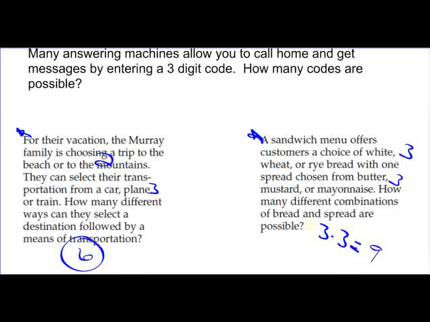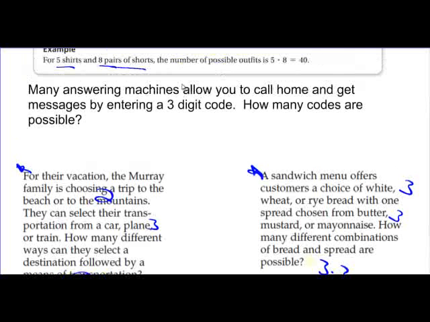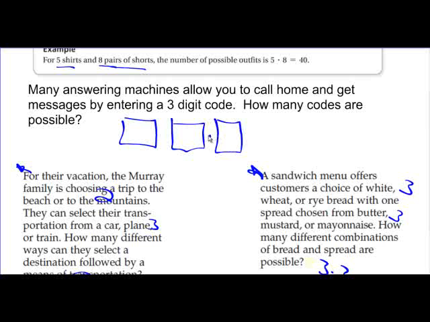So what you'll start to do, hopefully, if I do my job well to challenge you a little bit, is this: how many answering machines allow you to call home and get messages by entering a 3-digit code? How many codes are possible? So here's what you have to think. Here's the first digit, and the second digit, and the third digit. And they can be anything we want them to be. But the idea is, how many possible different numbers could go in here?